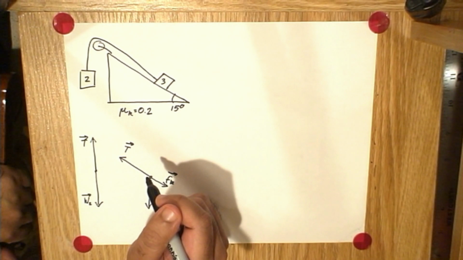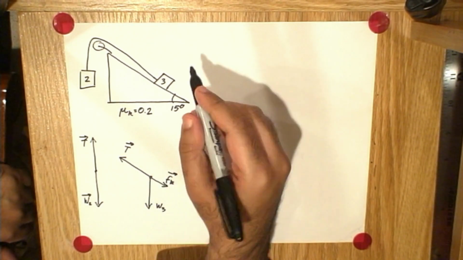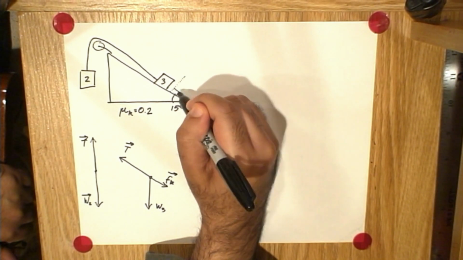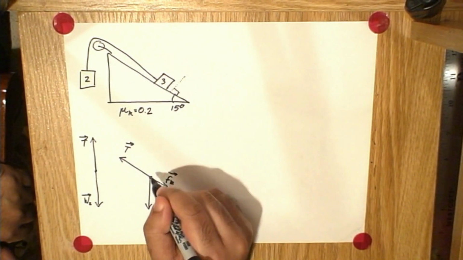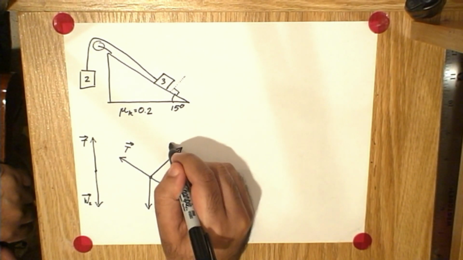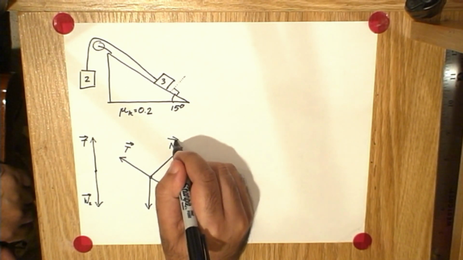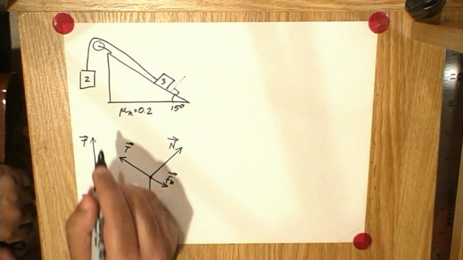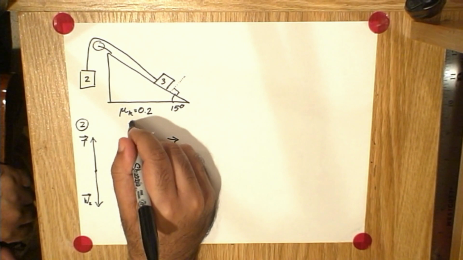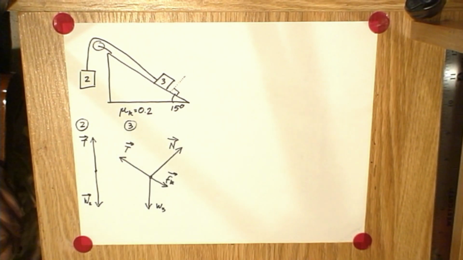And the last thing that we need is the normal force. Remember that the normal force always points at 90 degrees to the surface that you're on. So that means the normal force will point something like that. So this is the free body diagram for the 2 kilogram object, and this is the free body diagram for the 3 kilogram object. Now, let us set origin and axes.